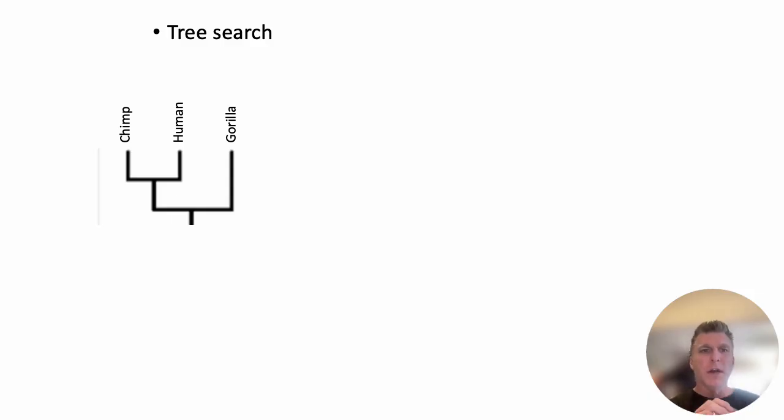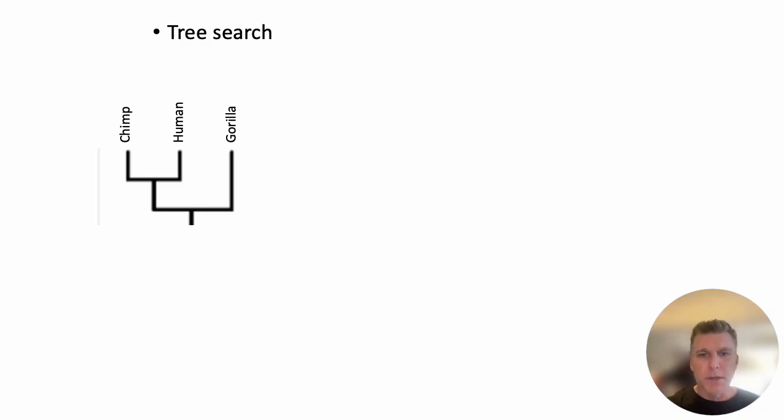Okay, so we talked about optimality criteria: parsimony, distance, and the statistical approaches, likelihood and Bayesianism. Let's talk about tree search now and communicate why this is such a difficult problem.